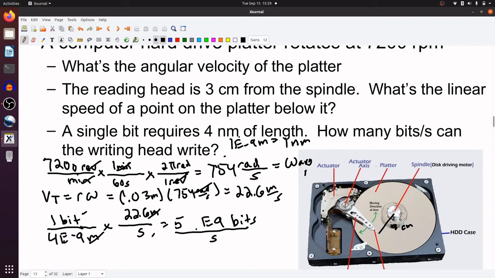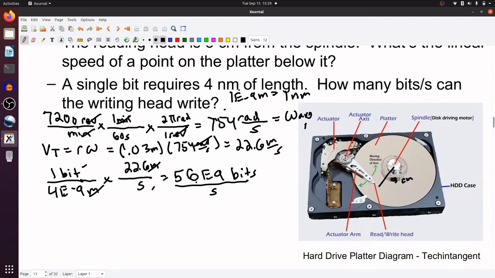I'm going to keep it like this because when we get to later chapters, they express a lot of things in terms of, they don't do scientific notation as 3.2. It'll be like 32 times 10 to the something. So that gives me bits per second. If I wanted to figure out bytes per second, to go a little bit further, there are 8 bits in 1 byte, because if you look at how your files are saved, they're generally expressed in bytes.